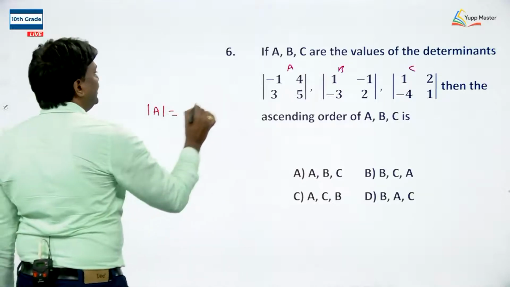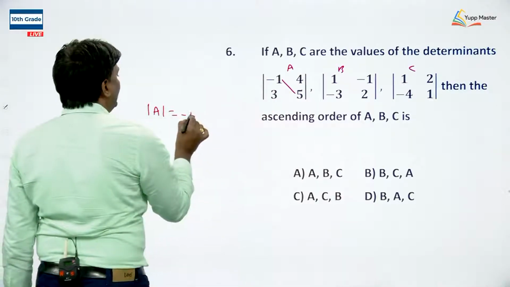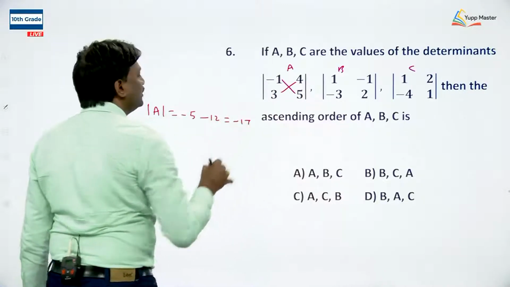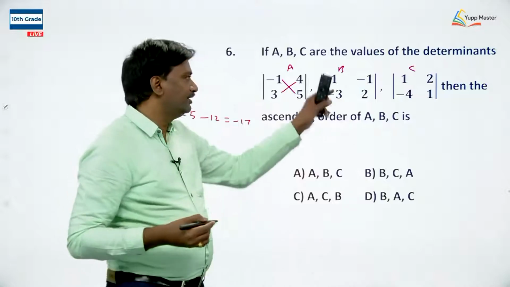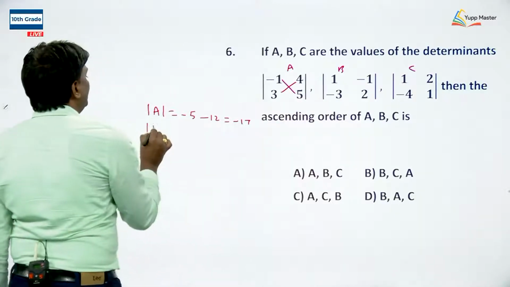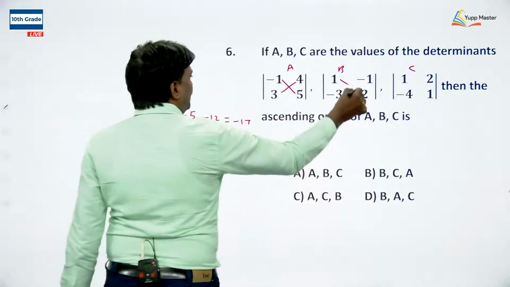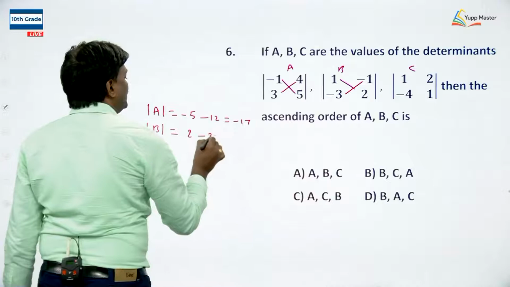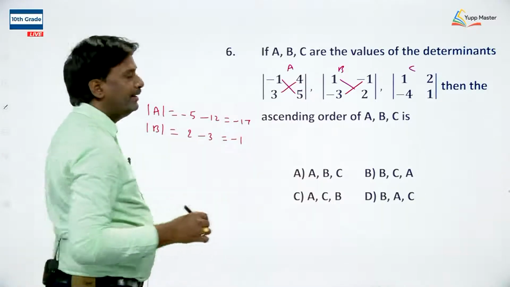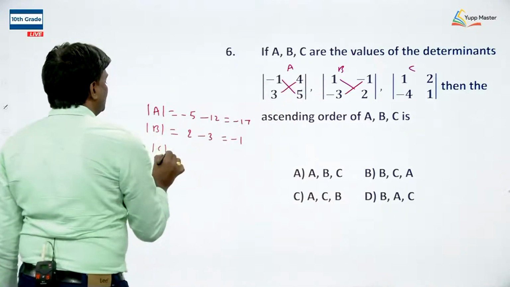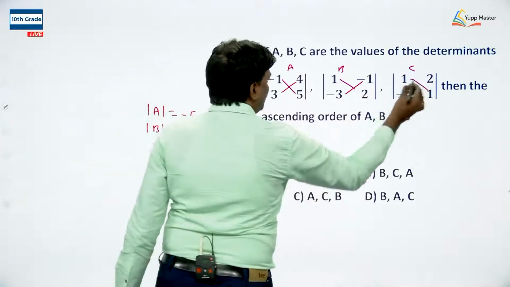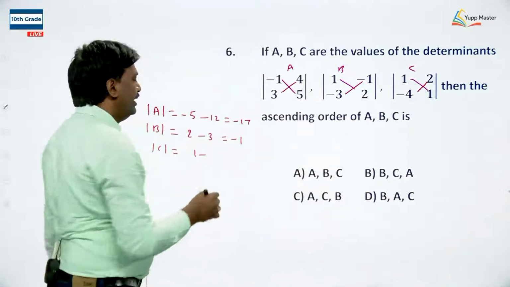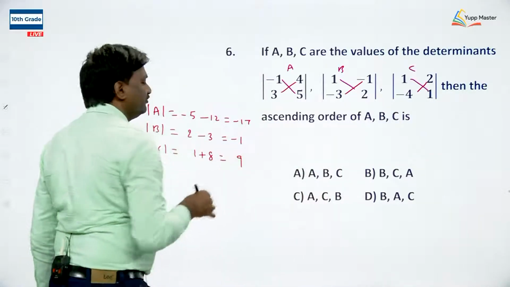So that A equal to -1 into 5, -5, -4 into 3, 12, so that equal to -17. Next take the matrix B, that B equal to 1 into 2, 2, -1 into -3 plus 3, that is -3, that equal to -1. Next take the matrix C. So modulus, determinant of C equal to 1 into 1, 1, minus 2 into -4, -8, minus of minus plus 8, so that equal to 9.